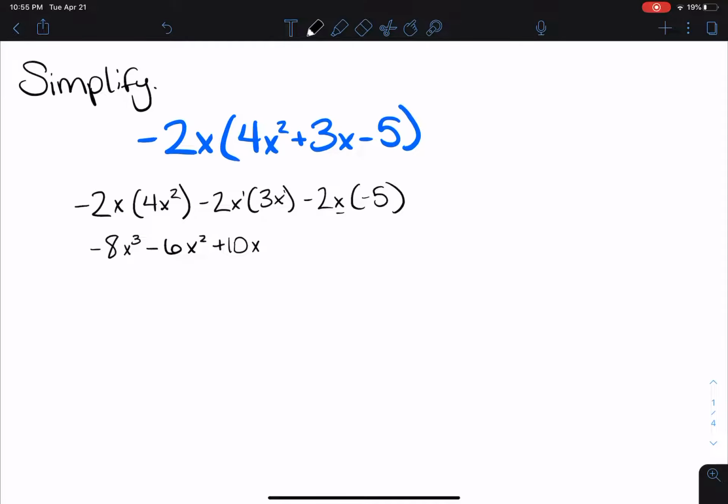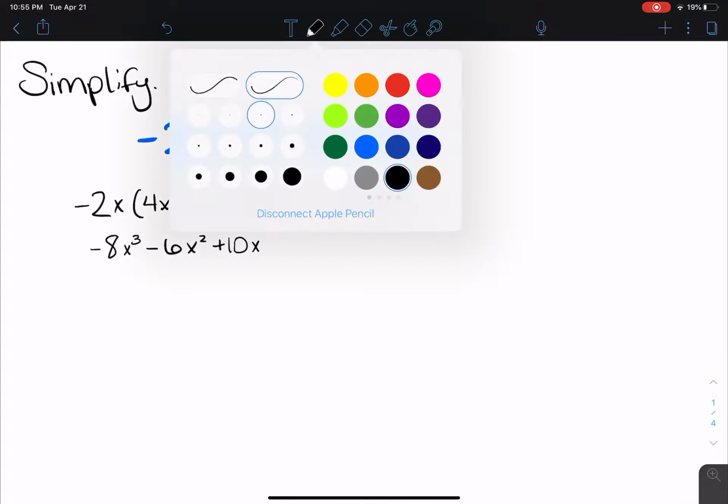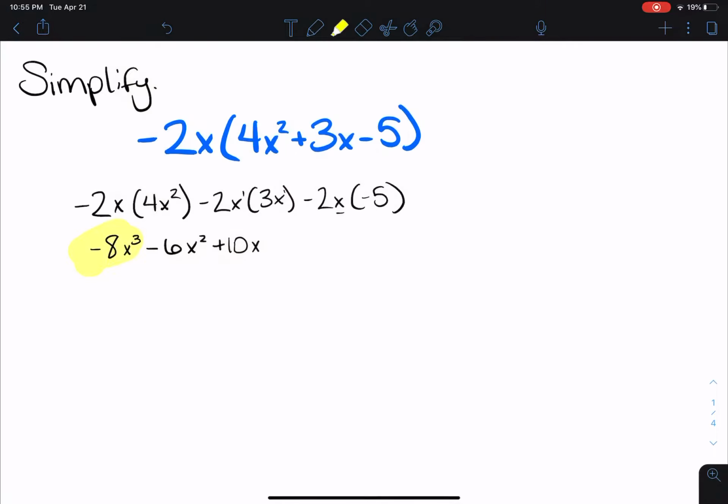That's it. We're simplified. So here is our final answer for simplifying this expression. Okay, so here's our answer. Let's do another one.